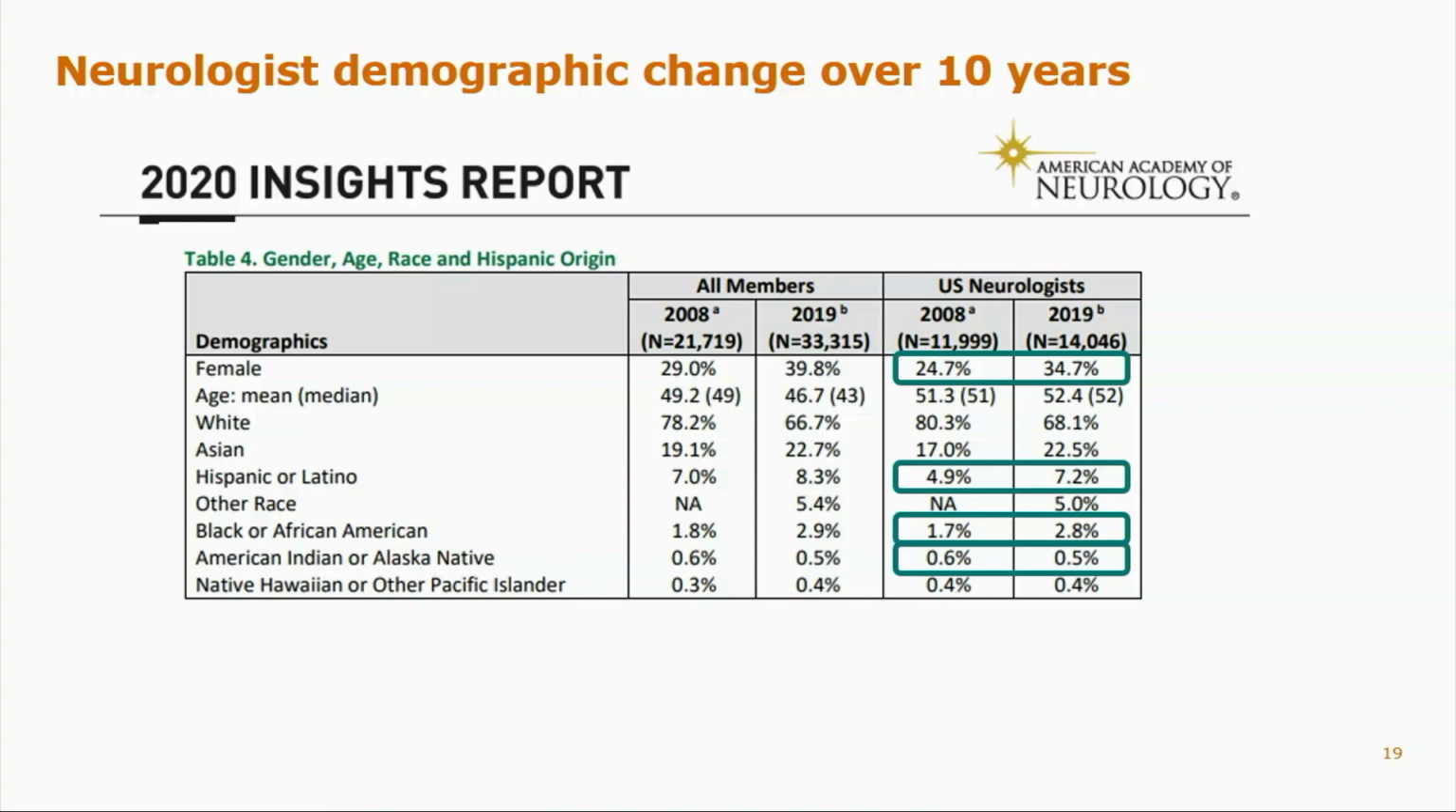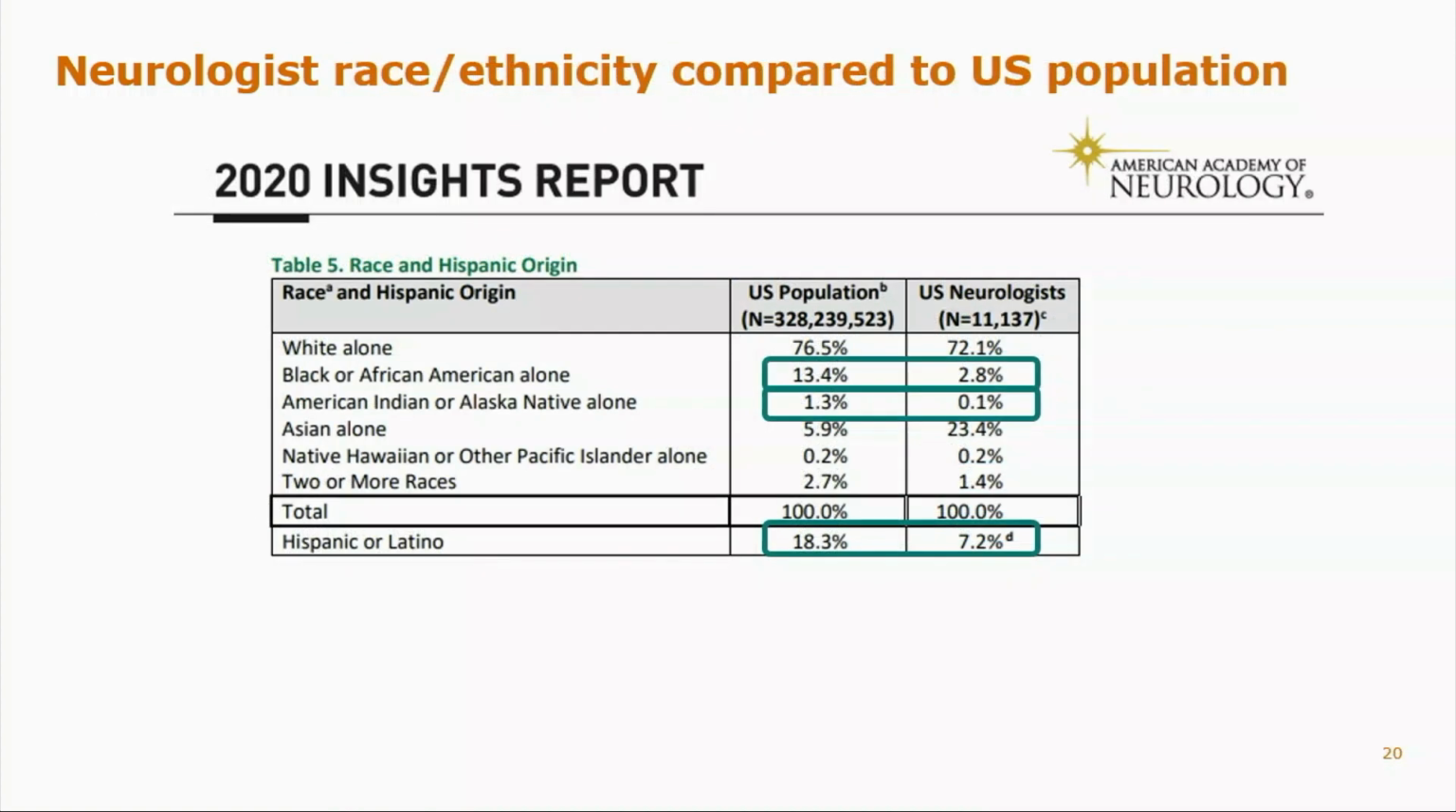And it's especially a big problem when we compare it to the numbers in the US population. I would say at minimum we should be able to match what our US population is in terms of our neurology workforce. The US population is 13% Black. This is in 2019, and US neurologists are 2.8%, and you can see the data for the other groups there. This is something that we really need to do something about.